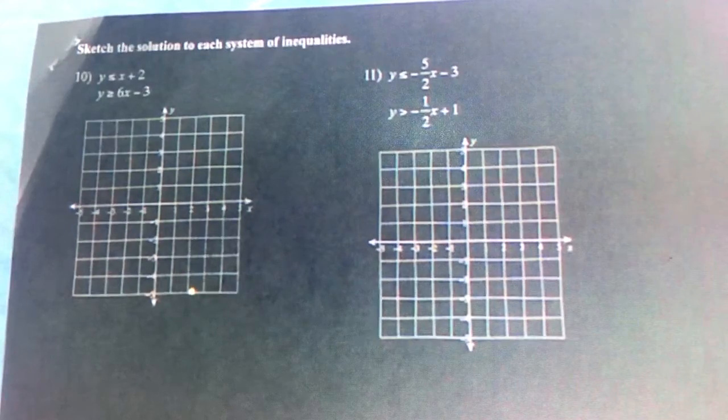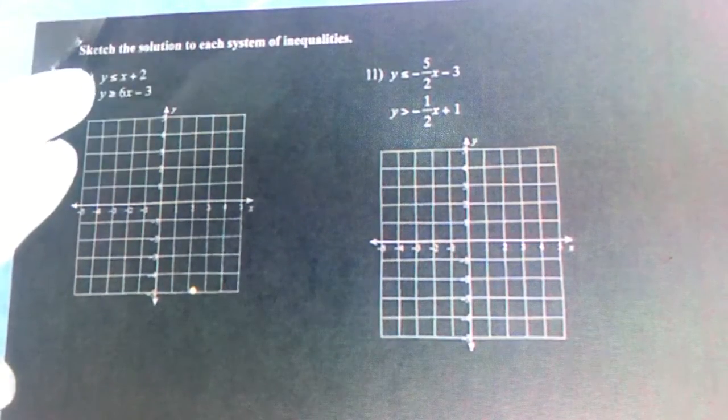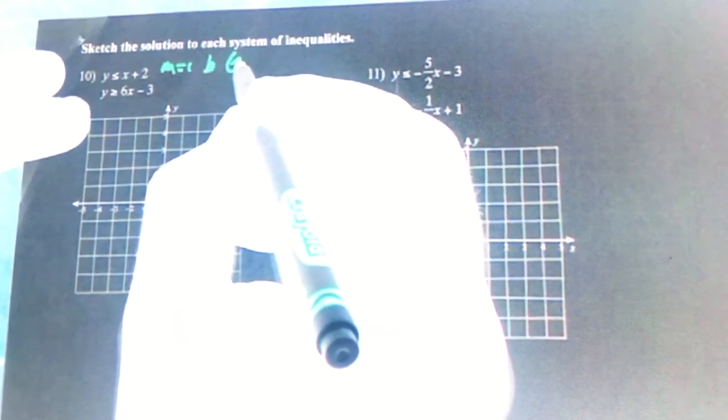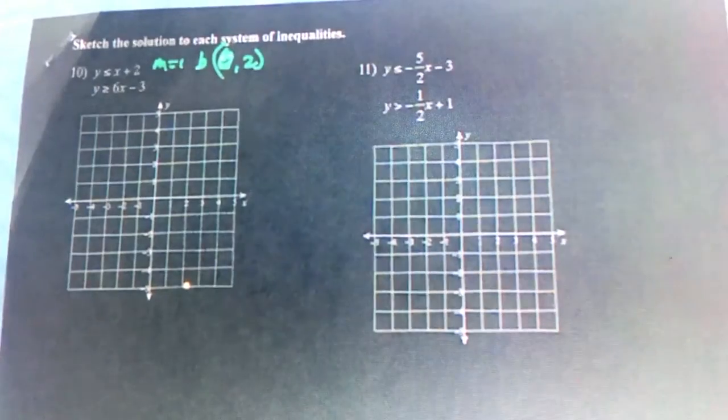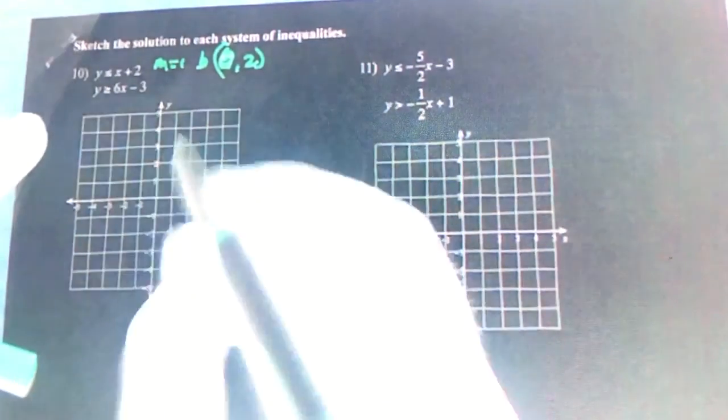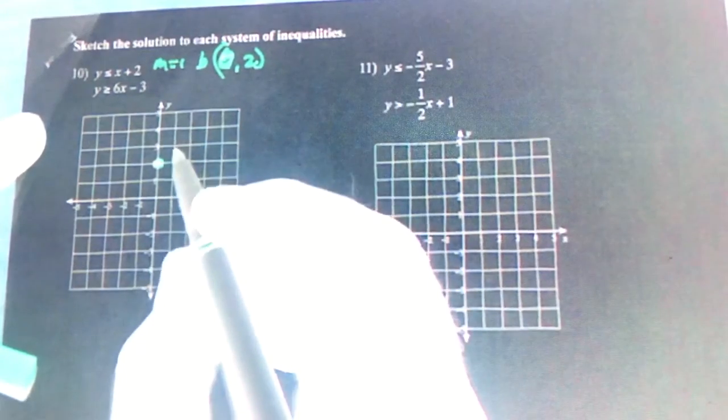y is less than or equal to x plus 2. The less than or equal means that it's going to be a solid line. We're going to put m equals 1 and b equals 2, so 0, 2, because it's the y-intercept, and therefore we have something to graph. We're going to start by graphing at 2, and then go up 1 over 1. And we have a solid line going through here.